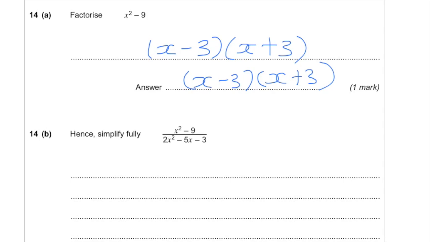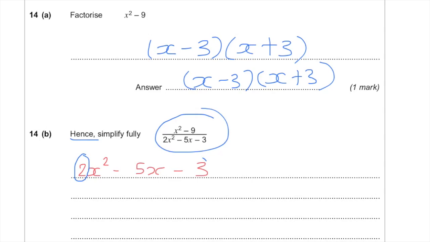14, part B, hence, simplify fully this algebraic fraction. Notice that x squared minus 9, we were asked to factorise it in part A, so we can use our answer for part B as well. Now, what we're going to do first of all, however, is factorise 2x squared minus 5x minus 3. I'm going to do this using the slightly longer method for those of you who prefer to use that.